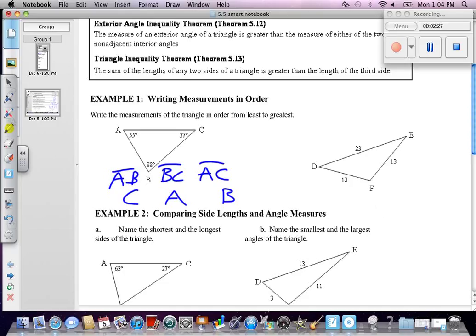Okay, let's do sides first for here. What is the smallest side? DF. What is the next smallest side? FE. And what is the biggest side? DE. Okay, now let's do the angles.